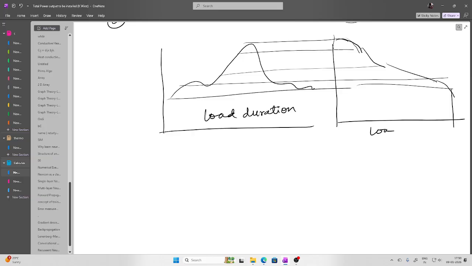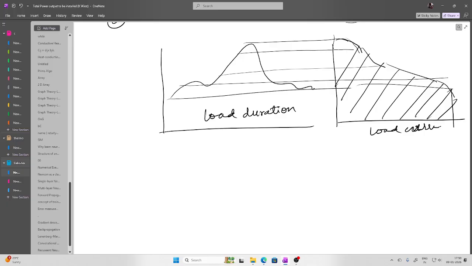So from load duration curve to load curve, I move, and that gives me the value of... basically this load duration curve indicates for how many hours a certain load has been required. Okay, and this helps us in evaluating or computing the number of units for any plant.